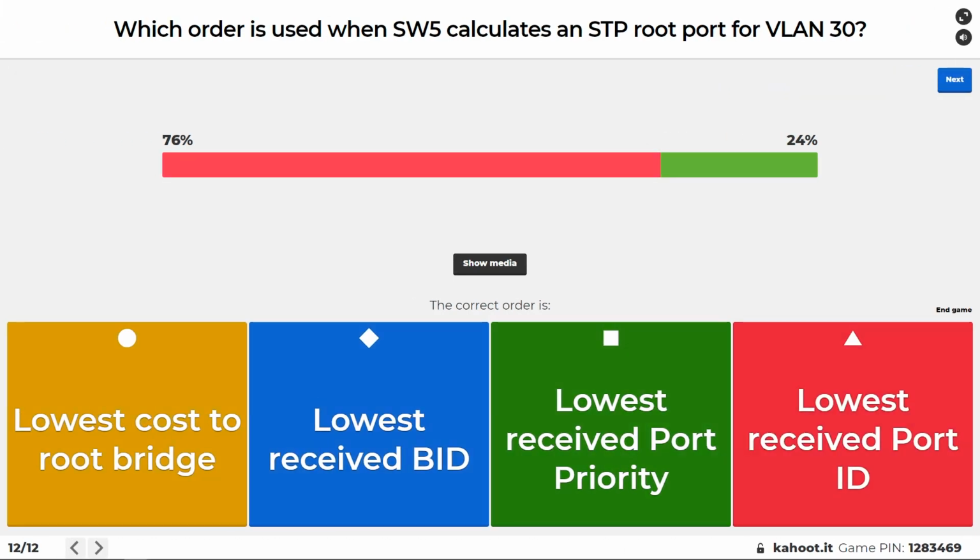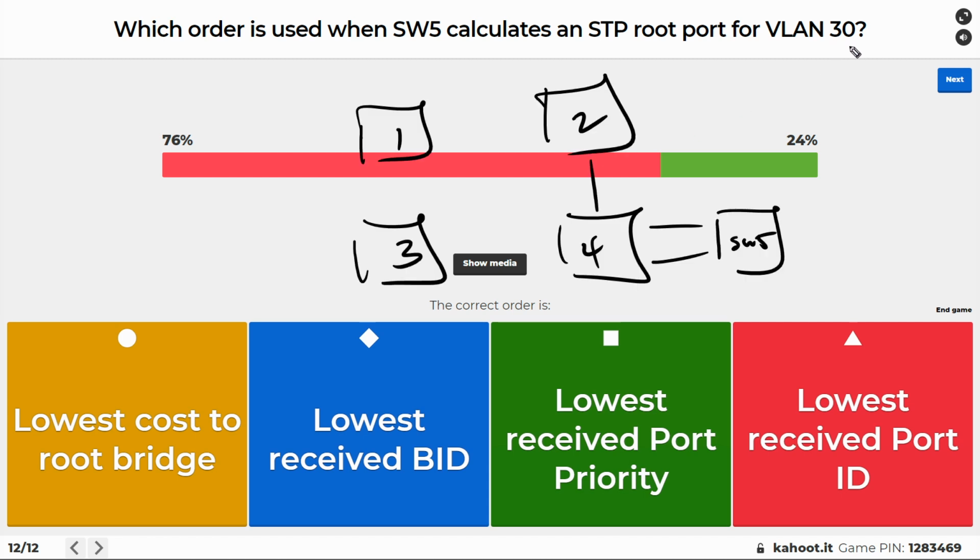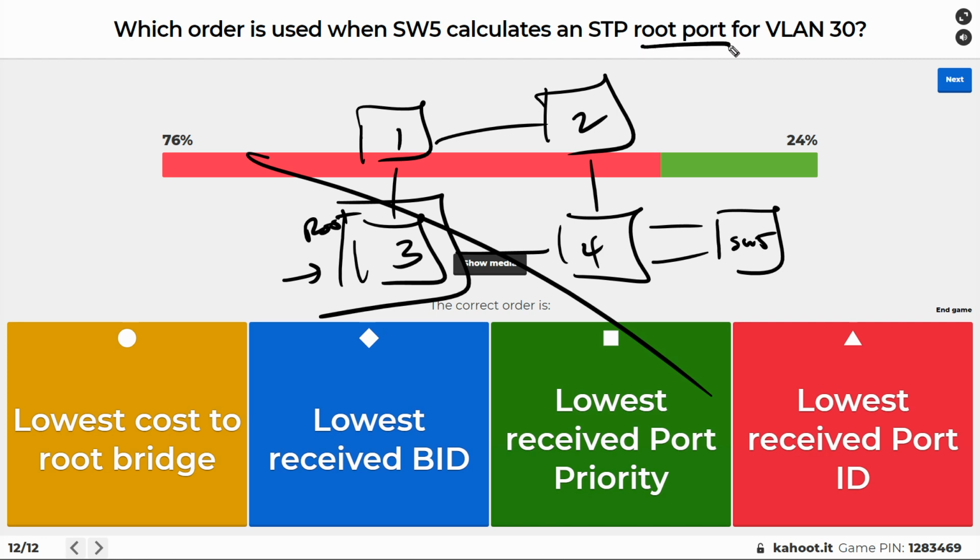Wow. Okay, so I'm looking at this chart up here and I'm thinking, there's some people who pulled off a lot of great points in the last few minutes of this quiz. And for VLAN 30, I think the winner of VLAN 30 was this guy. So he's the root, if I recall correctly as I set it up. So he's the root, everybody else is losers. And so for all the losers, when they're calculating their root port, they are going to use which interface has the lowest cost to get to the root bridge. So let's pick on switch 5. It's got 2 possible options. It could go A or B.